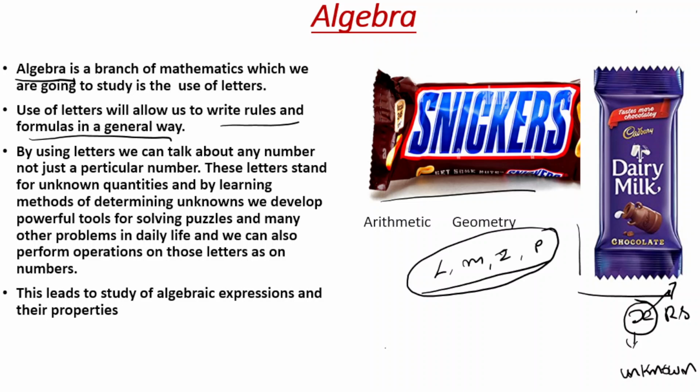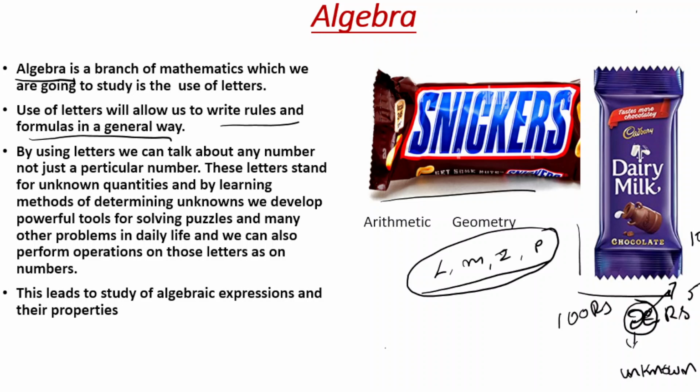and this x also takes any number of values, not just a particular value. That means this x may take 10 rupees, 5 rupees, or even 100 rupees. So this x value is not fixed to any value. It keeps on changing, and we can perform operations by using these letters. So children, let's see how we will perform operations by using the letters.